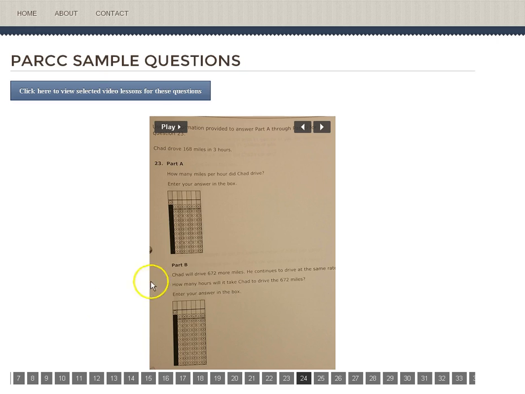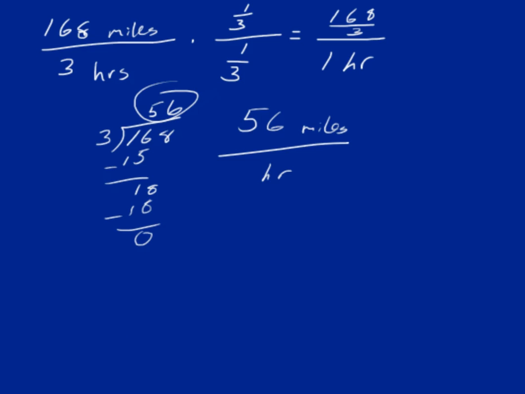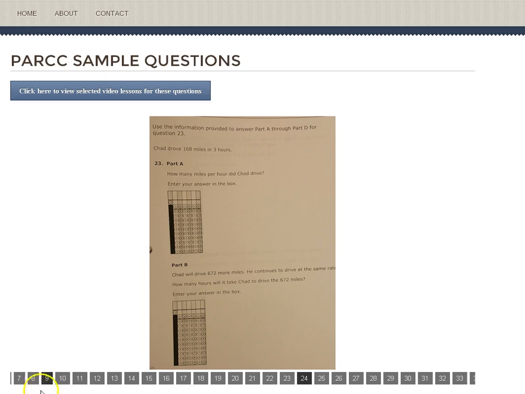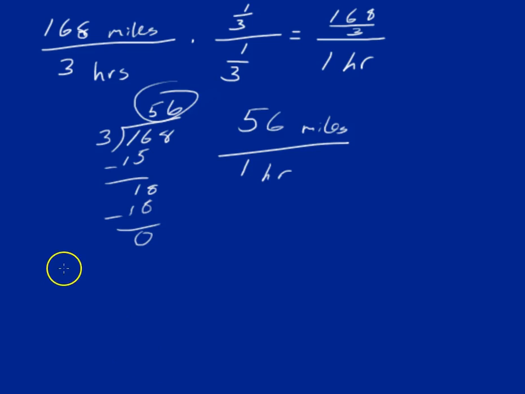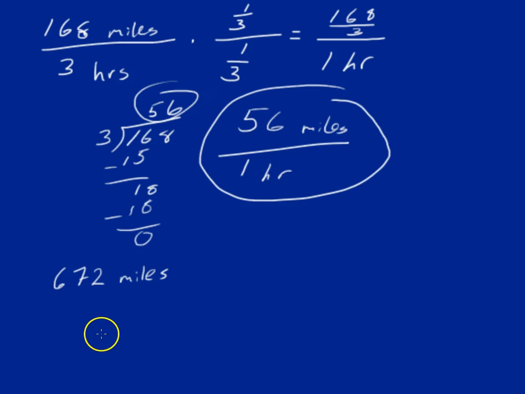So part B is now asking, Chad will drive 672 more miles. He continues to drive at the same rate, which is, the rate would be this 56 miles per 1 hour. And then the question becomes, how many hours will it take Chad to drive the 672 miles? So we're going 672 miles at a rate of this 56 miles per 1 hour. So what you want to do is figure out how many 56-mile chunks fit into 672 miles.